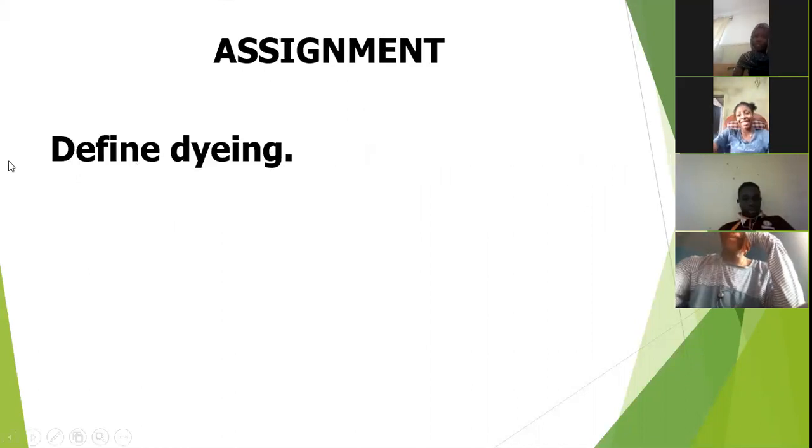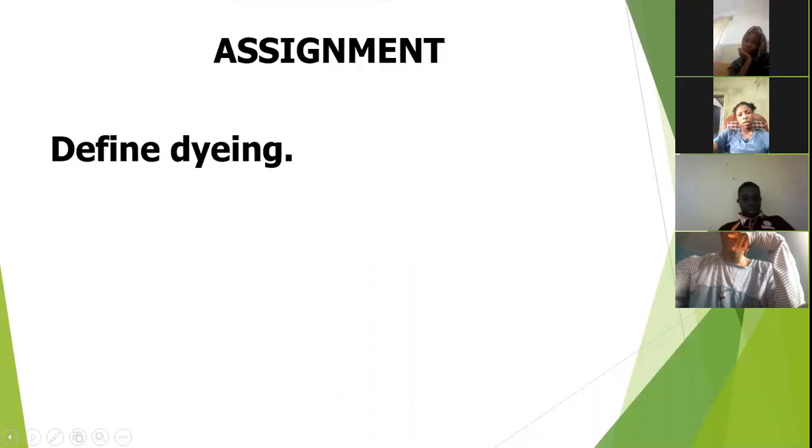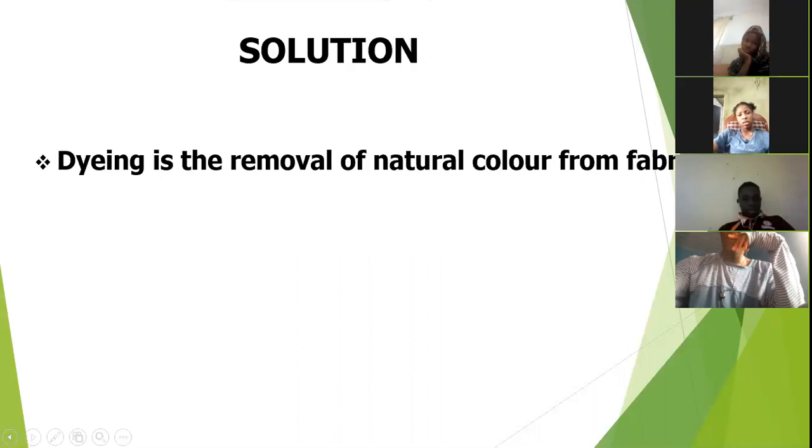So that should be an error because we are talking about bleaching, right? Yes, sir. Take note: instead of dyeing there, it is supposed to be bleaching. Bleaching is the removal of natural color from fabric. Do you get that? Kasham, what did I say? Bleaching is the removal of natural color from fabric.